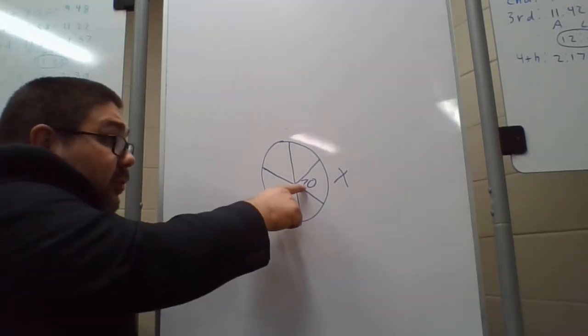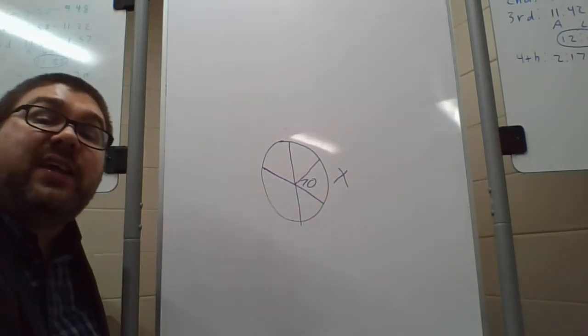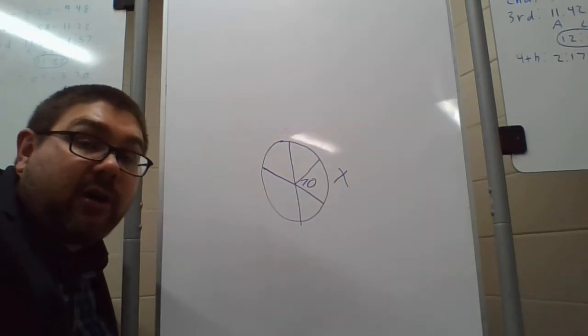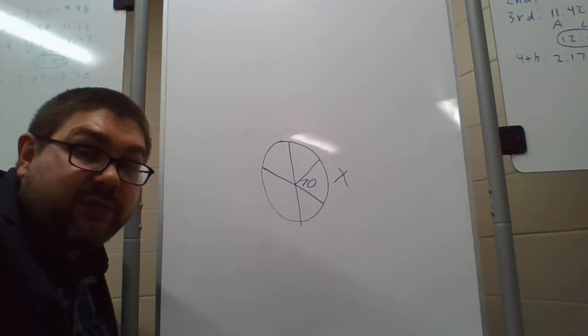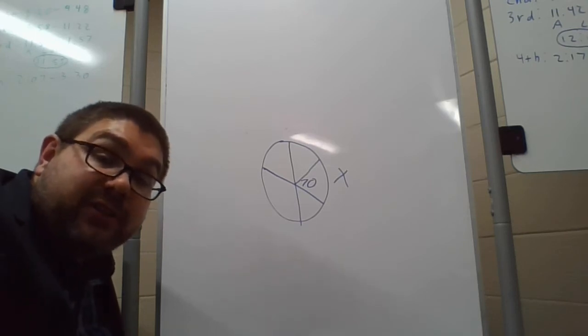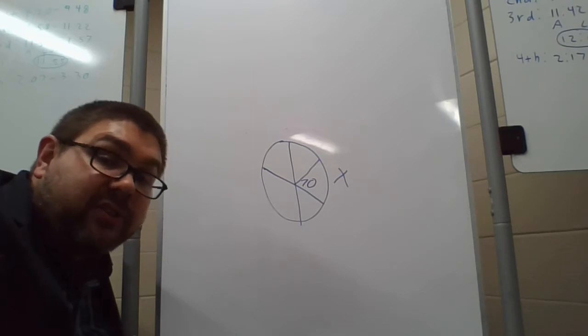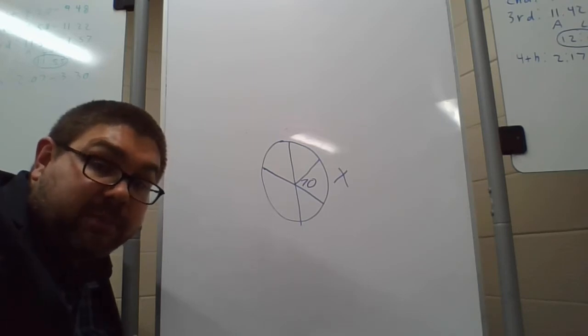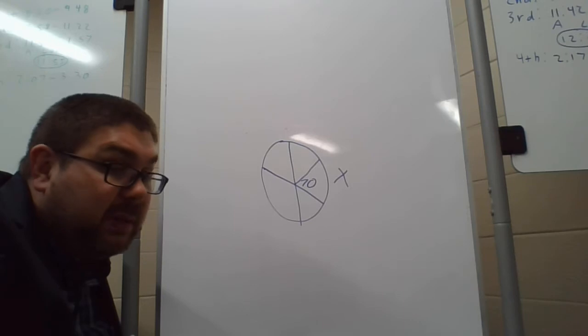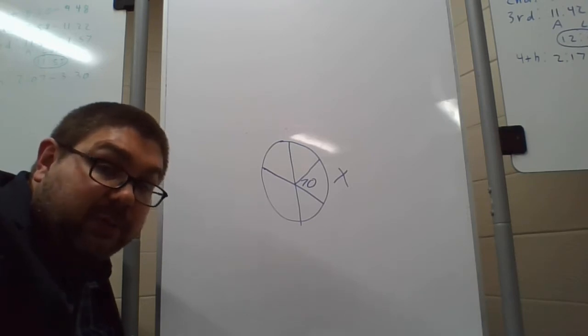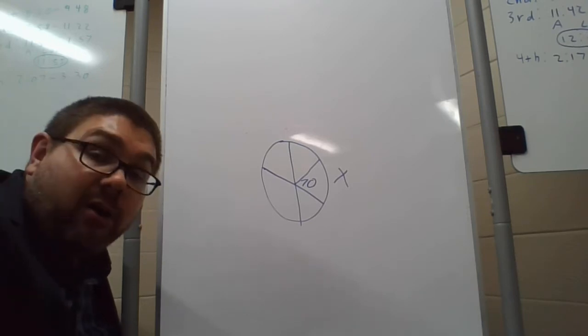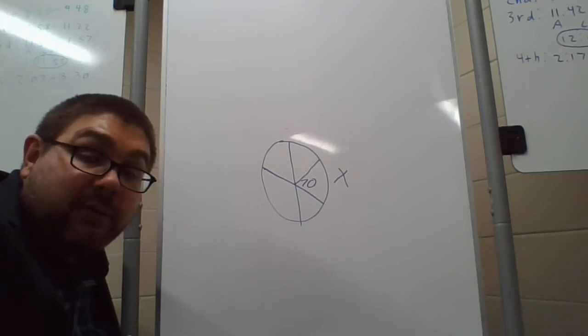We have an angle of 70 and an arc of x. We don't have any extra numbers. Now, this hopefully is super easy. But it's an exact reverse of the previous problem. Because in the previous problem, we had an arc and we did not have an angle. Now we have an angle without an arc.